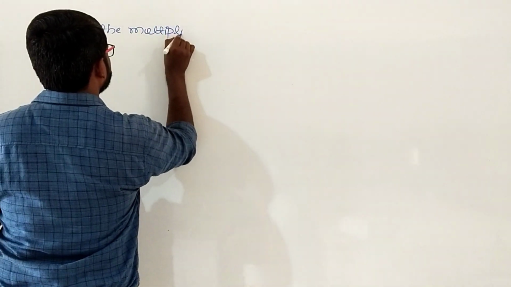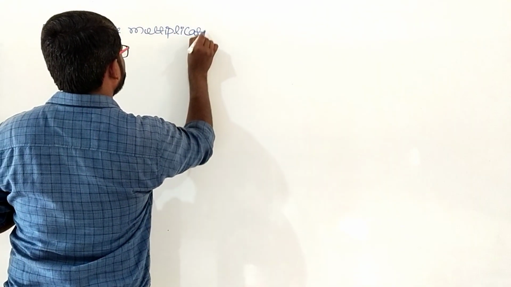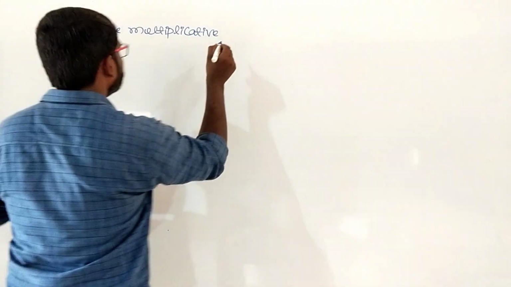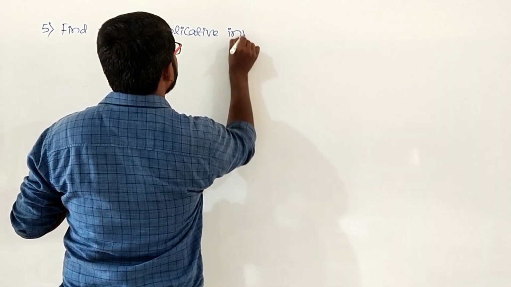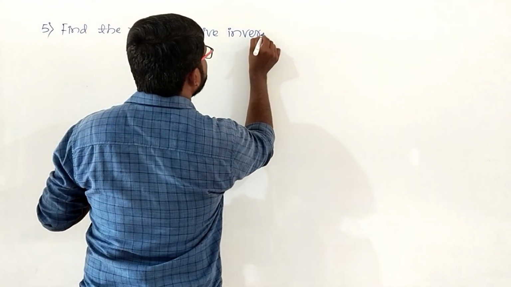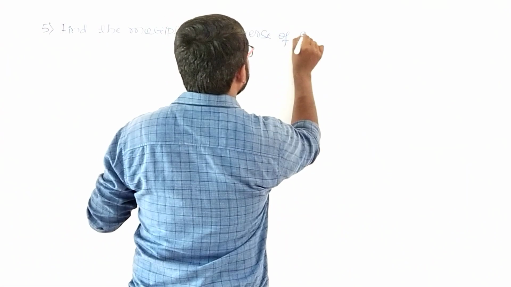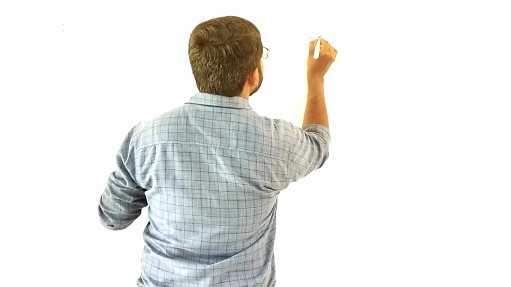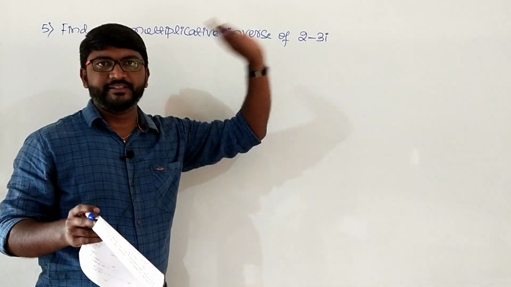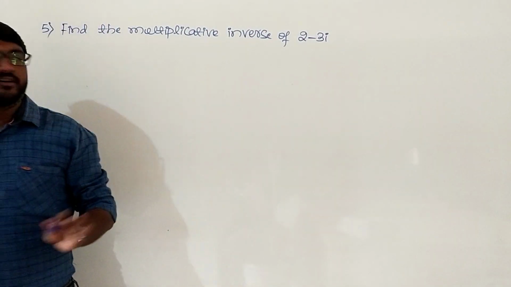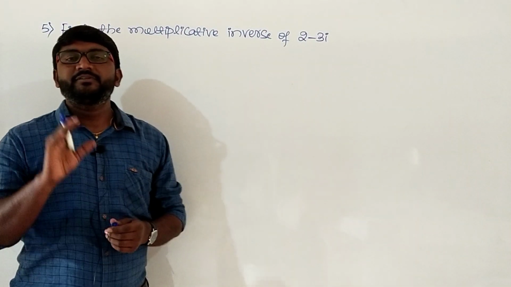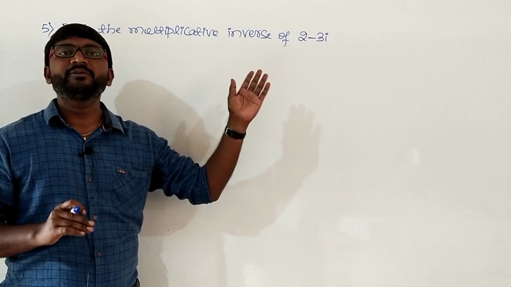Find the multiplicative inverse of 2 minus 3i. 2 minus 3i or 2 minus i3, both are the same. So here for this given complex number we will have to find the multiplicative inverse.